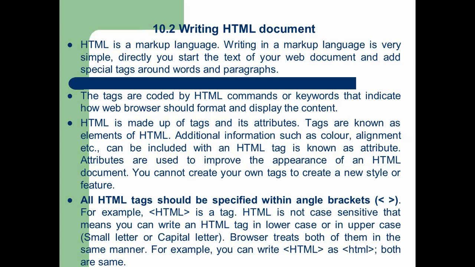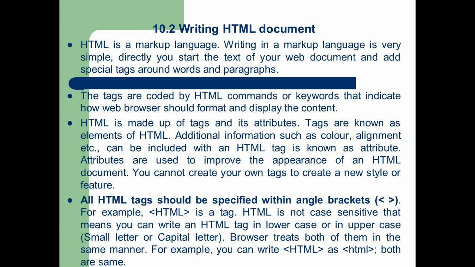These keywords, these commands, these HTML tags indicate to the browser that the format of the particular data between the tags should be displayed in a specific manner which is already fixed in the HTML compiler. HTML is made up of tags and attributes. Tags are known as elements of HTML. Additional information such as color, alignment, etc. can be included in HTML. This is known as an attribute. So a tag is an element of HTML, and for additional information we use attributes within the tag. Attributes are used to improve the appearance of the content on the HTML web page document.